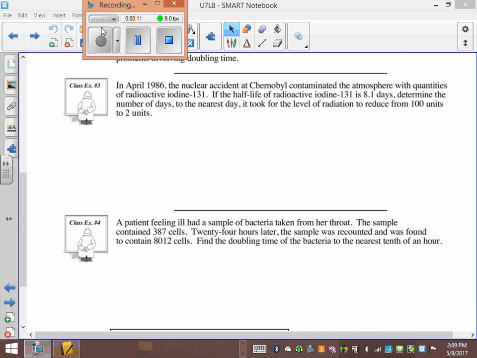In April 1986, the nuclear accident at Chernobyl contaminated the atmosphere with quantities of radioactive iodine-131. Now, we see beside iodine-131, that's not how much iodine is there. That has nothing to do with the question. It's just the isotope. So that 131, completely useless. Okay? So cross out the 131 if it says phosphorus, whatever, iodine 131. I always go beside and do this.